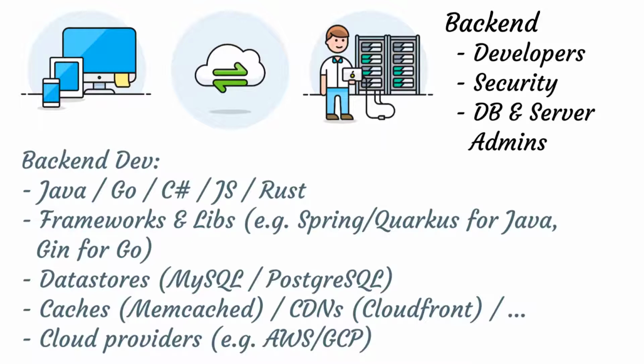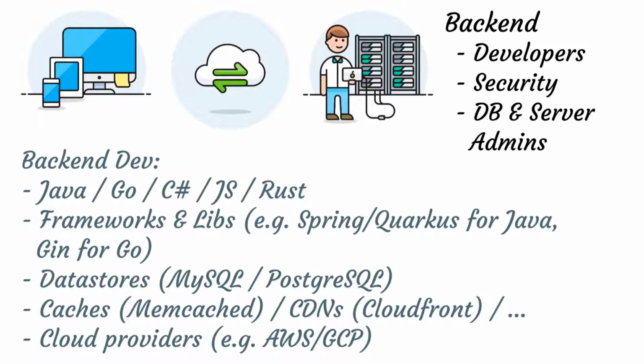So backend developers, if this is something that sparks interest to you, use different programming languages and different frameworks as well. But some of the popular ones that you're going to find out there are Java, Go, C#, JavaScript, and Rust. And the frameworks and libraries that you're going to find in the market really depend on the programming language that you start looking at. So for example, if you want to start developing backend applications using Java, the most popular choice nowadays is a framework called the Spring Framework. However, there are other frameworks that are starting to appear.